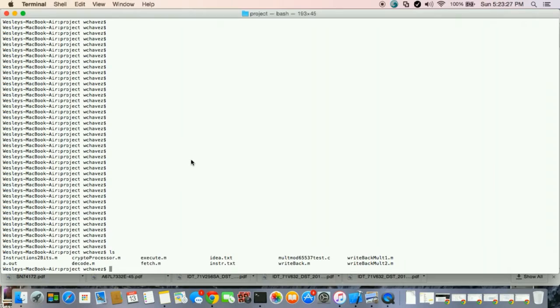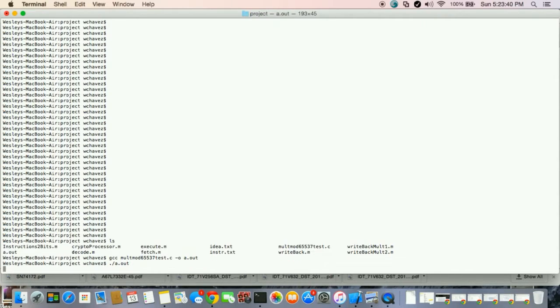I've also verified that the multiplication modulo 2 to the 16 plus 1 is being calculated correctly, and with this C file it will verify that, and here is how you run it. And if it does not print anything out, then we are calculating every single mod 2 to the 16 plus 1 value correctly. So that's good that it's not printing anything out.